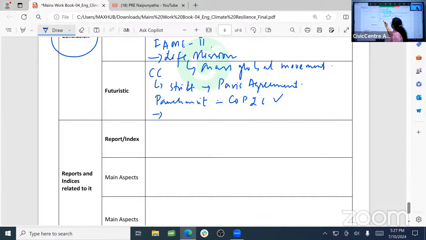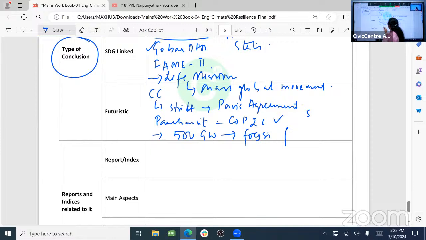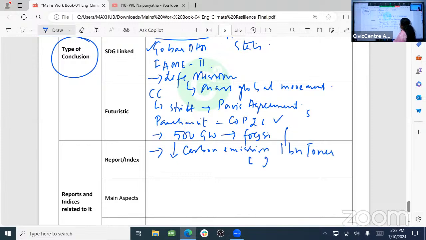That is, 500 gigawatts of energy from non-fossil sources. Then you have various things like reduction of carbon emissions by 1 billion tons by 2030, right? Reduction in carbon intensity of the economy, a 45% reduction by 2030.